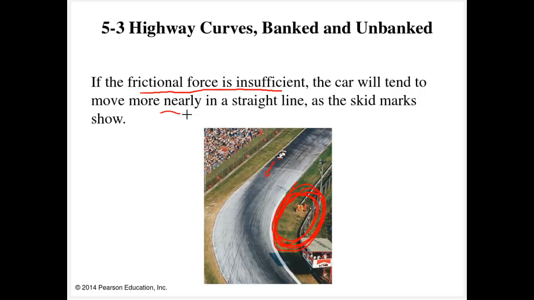The car will move nearly in a straight line, and you can see the skid marks here of where people lost contact with the road. They come off at nearly straight lines. So again, just like cutting the rope, you can see where cars had sufficient friction to maintain the radial acceleration that they needed to make the circle. They stuck to the road.